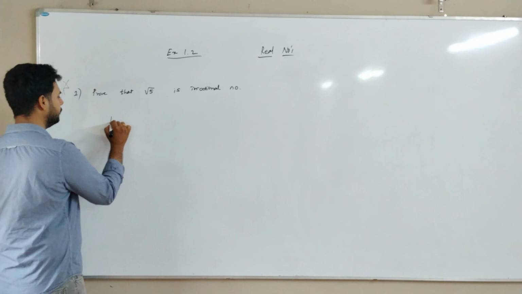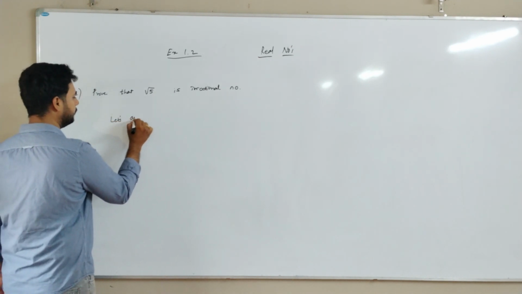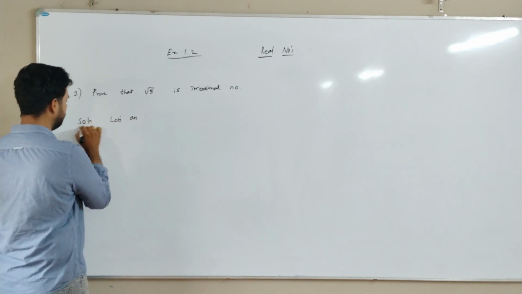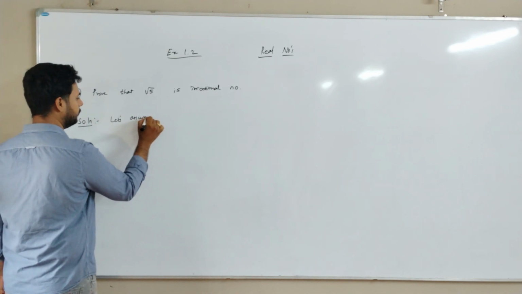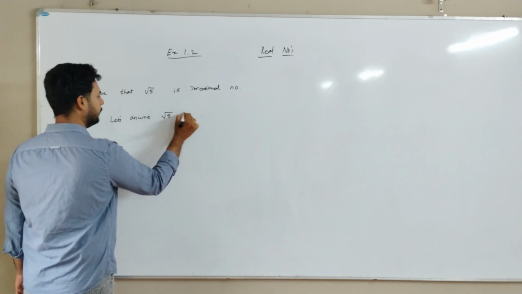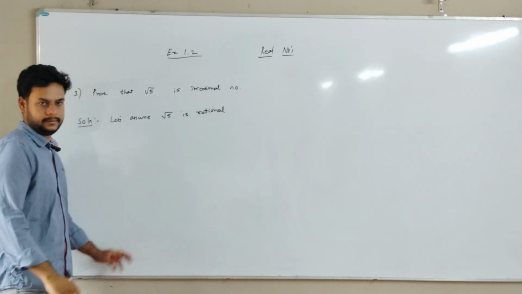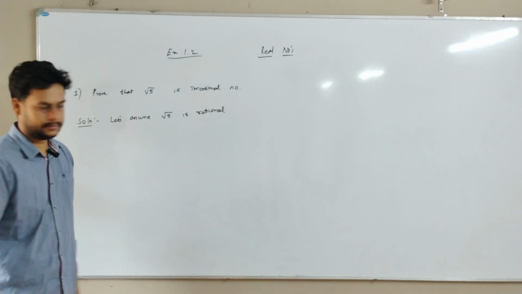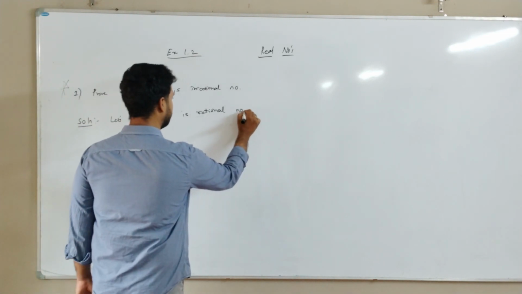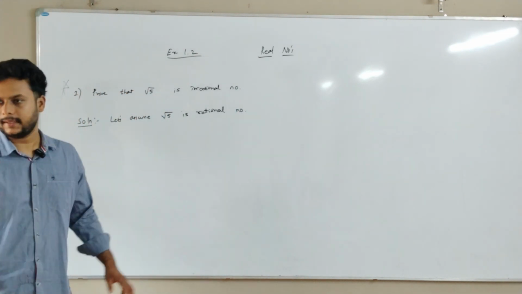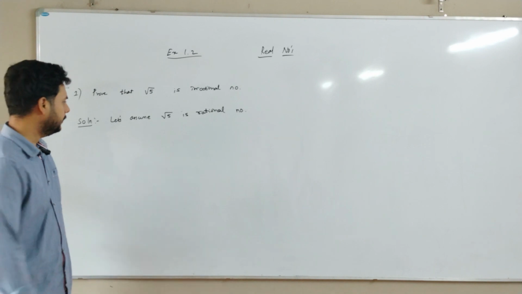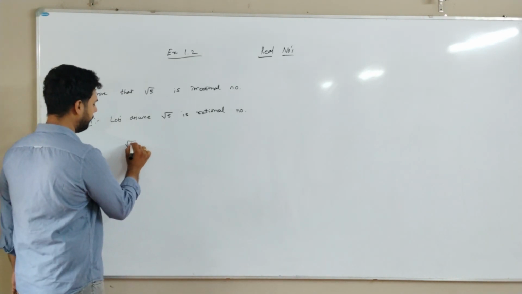Let's assume, solution. Let's assume root 5 is rational. I will first assume that root 5 is a rational number. If root 5 is a rational number, then root 5 will be in the form of a by b.